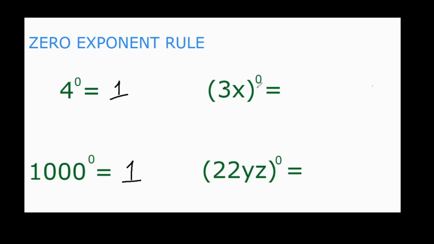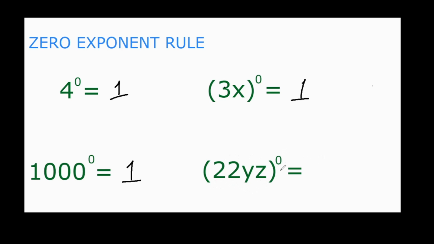Even though these are two coefficients, we have the numerical coefficient 3 and the variable x here, they are still considered 1 because of the grouping symbol. And its exponent is still 0. So therefore, we can say that (3x) raised to 0 is equal to 1. Same way with (22yz) raised to 0, since this is in one grouping symbol and they are raised to 0.